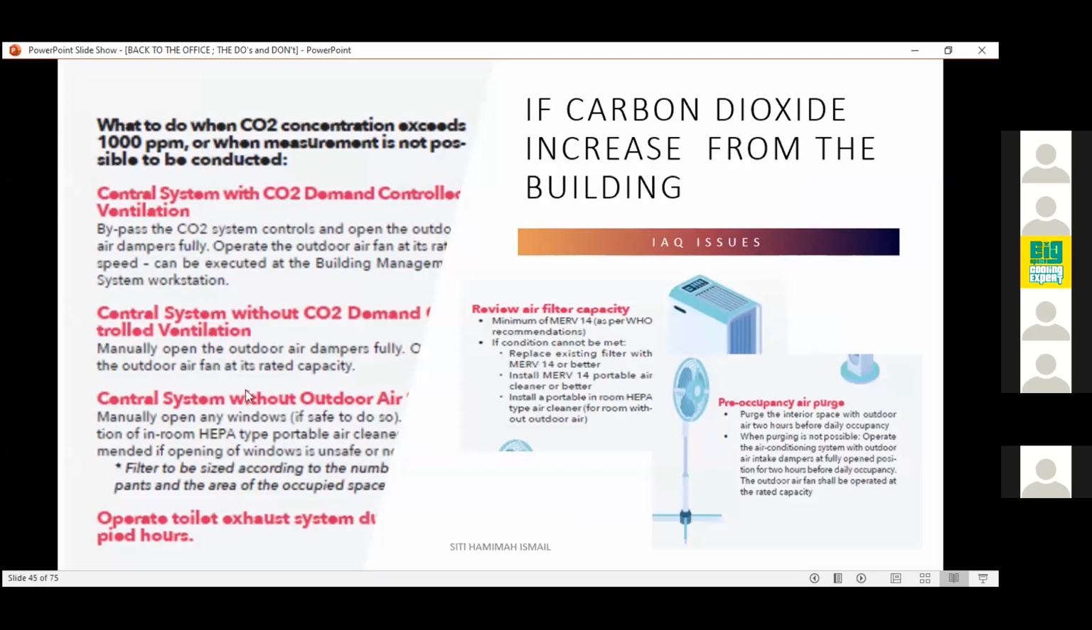Okay, kalau sistem you tak ada outdoor air, you kena manually open. Another option that you can help is on you punya toilet exhaust fan at all hours. Okay, you punya filter capacity, kalau you tak boleh tukar filter, you kena opt untuk portable lah. Memang kita tak ada optional sekarang sebab with the business need to running, nak tak nak kita kena find alternative.